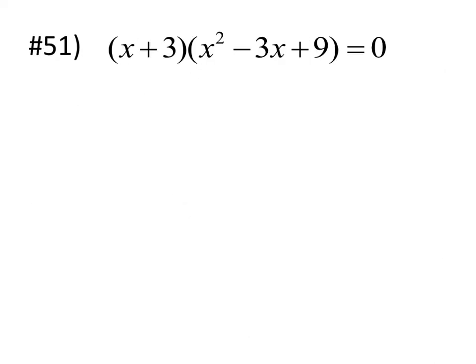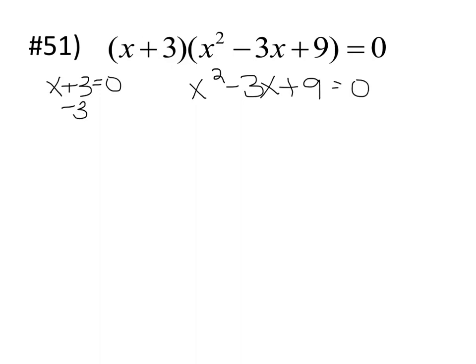All right. Says x plus 3 times x squared minus 3x plus 9. Okay, since it's already broken up like that, you can go ahead and set each piece equal to 0. So you have x plus 3 equals 0, and x squared minus 3x plus 9 is equal to 0. So I can subtract 3 from both sides, and I get x equals negative 3 as one of my answers.